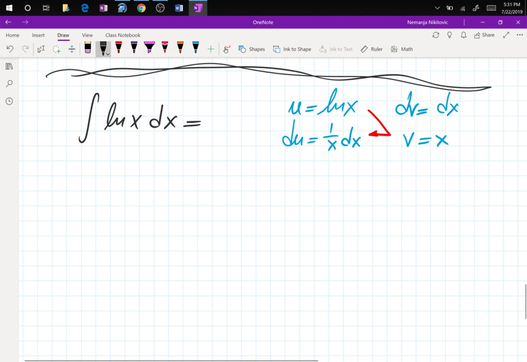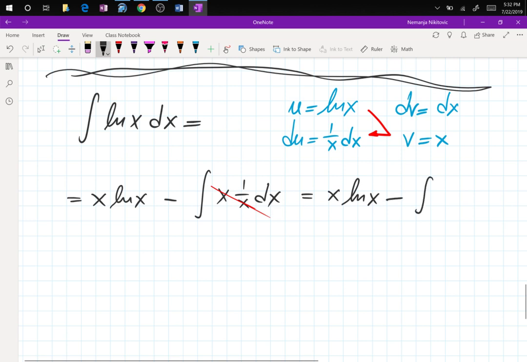So you have x ln x, that's uv, minus the integral of x times 1 over x dx. Oh, they cancel. Look at that. Beautiful. Dead, right there. So we have x ln x minus, and now you just have integral of dx. Well, that's x. So x ln x minus x plus c, and then if you want to factor out x, you can, x, and then you have ln x minus 1 plus c.